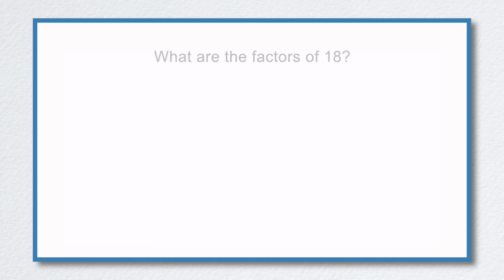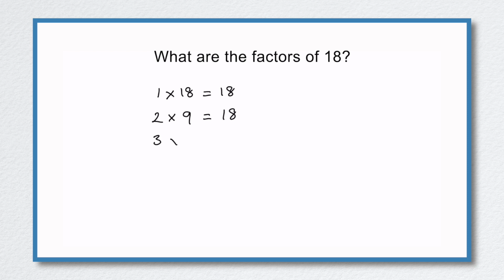If I wanted to find the factors of 18, again let's start with 1. 1 multiplied by 18 is equal to 18. So 1 and 18 are factors. 2 must also be a factor of 18 because 18 is an even number. Well, 2 multiplied by 9 is equal to 18. So 2 and 9 are factors. Moving on to 3. Well, I know that 3 goes into 18 6 times. So 3 and 6, because 3 multiplied by 6 is equal to 18.